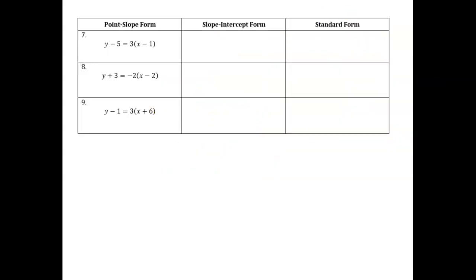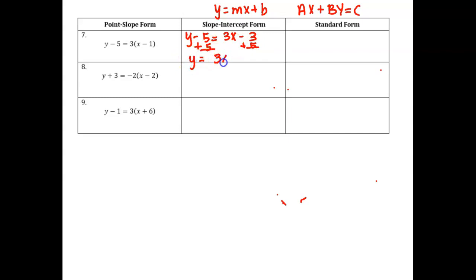All right, so 7, 8, 9, we're just going to move from point-slope form to slope-intercept form to standard form. To do that, we start out and we distribute. Slope-intercept form is y equals mx plus b. Let's write this up top. And standard form is ax plus by is equal to c. So for slope-intercept form, we distribute. We did this last unit. 3x minus 3. Then we add 5 to both sides. I'm going to run out of space here, but y is going to be equal to 3x plus 2.